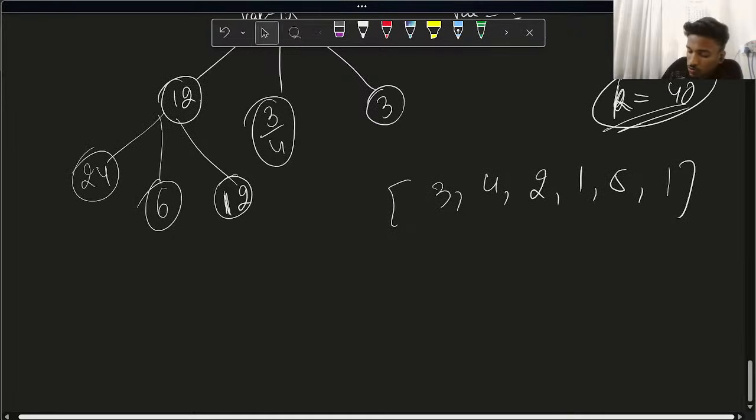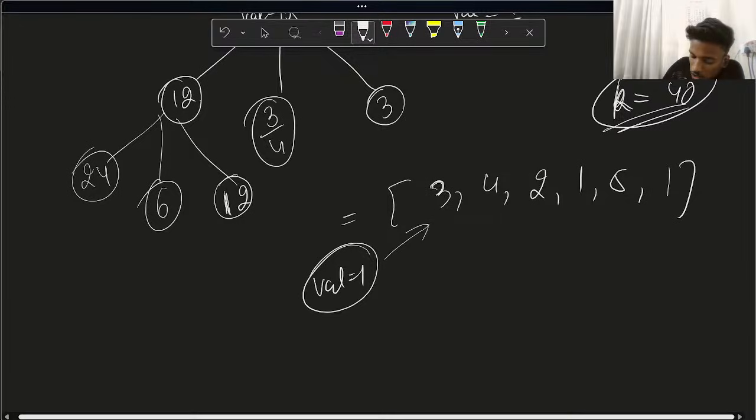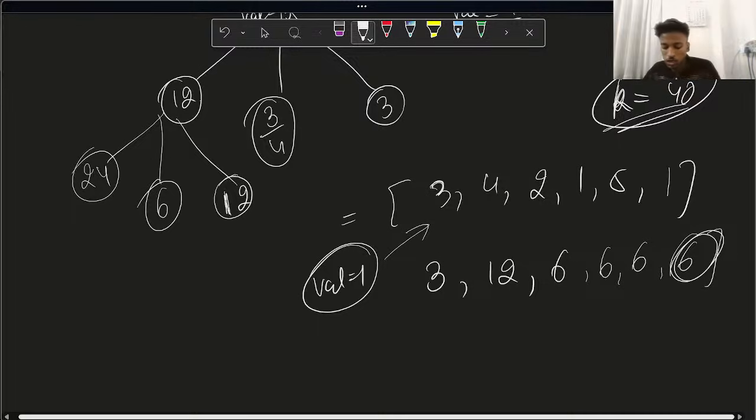Now let's do the operation, val equal to 1. Let's create one full sequence of operations. I multiply it by 3, so val becomes 3. Then I multiply again, so val becomes 12. This time I divide, 6. Then I leave it unchanged, again 6, and again 6. Multiplying, dividing or leaving it remains 6 only. So finally val came out to be 6.